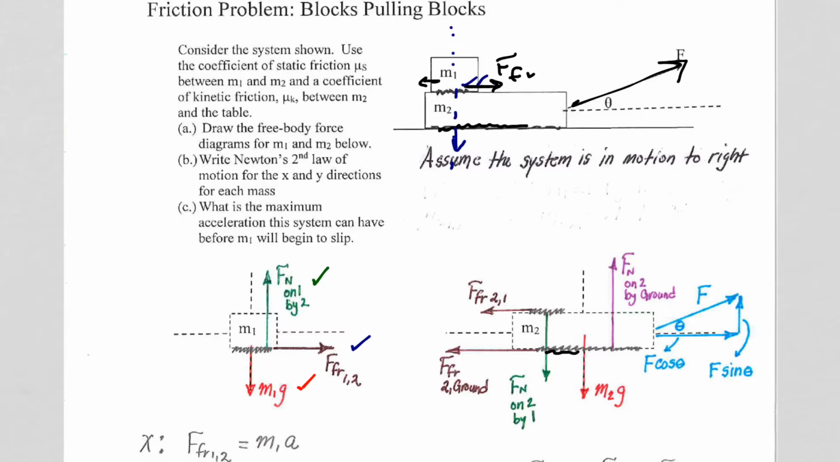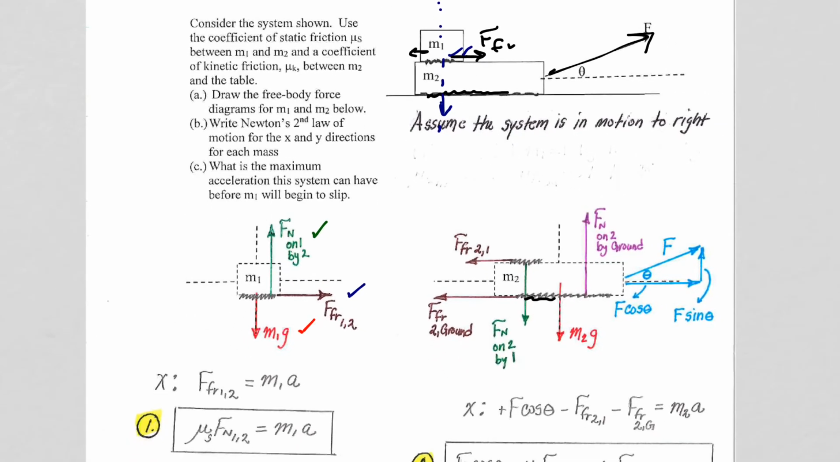So if block 1 doesn't slip, it moves along with block 2, and M1 and M2 move as if they're one object. So we have the frictional force on M1 going forward, and that is it. That is all the forces acting on M1. M2 is a little more complicated.